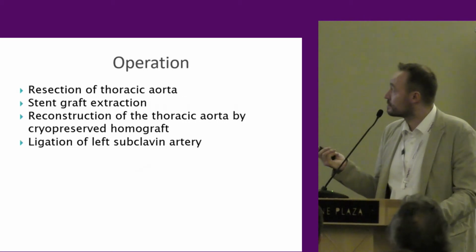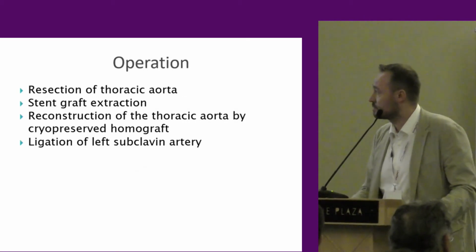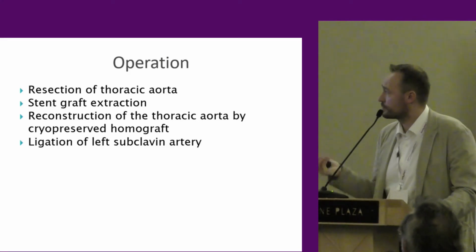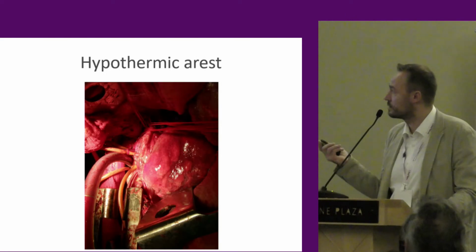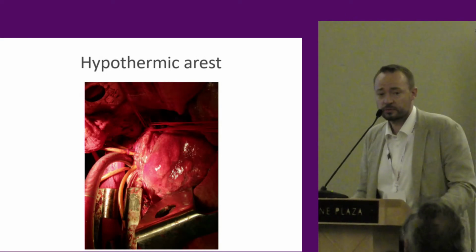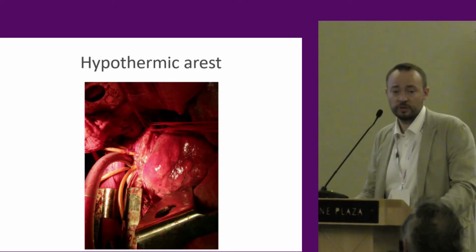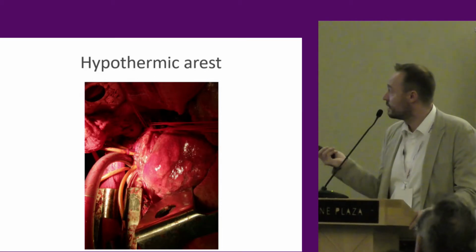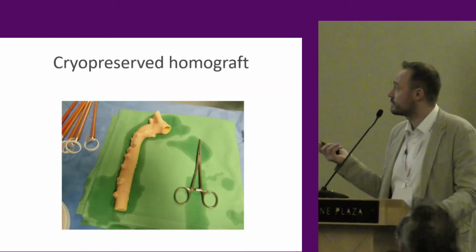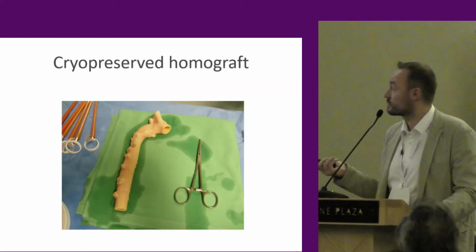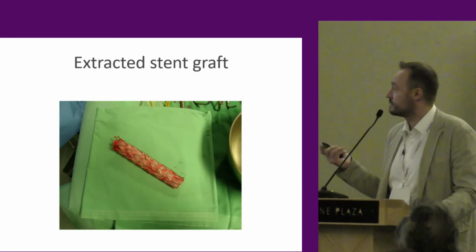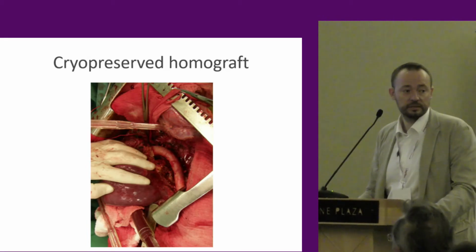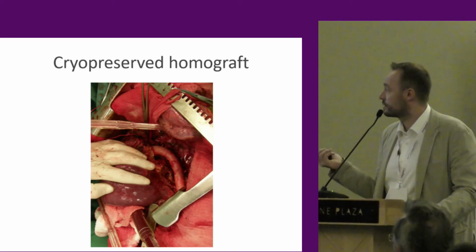Yeah. So we did an operation: resection of the thoracic aorta, stent graft extraction, and reconstruction with cryopreserved homograft and ligation of the left subclavian artery. This was done in hypothermic arrest. We usually prefer the clamp and saw technique. The professor prefers the clamp and saw technique. We did the deep hypothermic arrest. We prepared the cryopreserved homograft. We extracted the stent graft, and we put the anastomosis just distal to the left carotid artery.